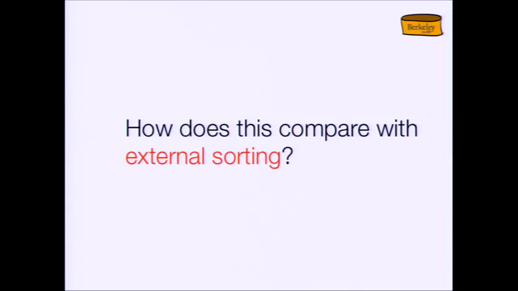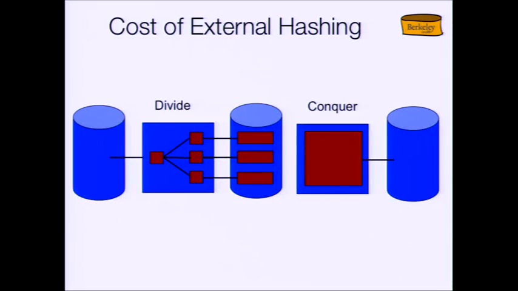So let's think about how this compares with sorting. We saw hashing. We saw sorting. This is kind of cosmic. And actually, I don't think this was well understood for a while. Here's the external hashing picture we just looked at. We said it was 4 N I/Os. 2 passes, right? Read write, read write. Well, sorting was 2 passes too.